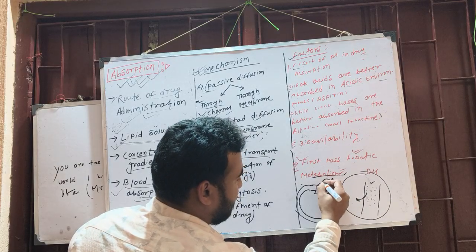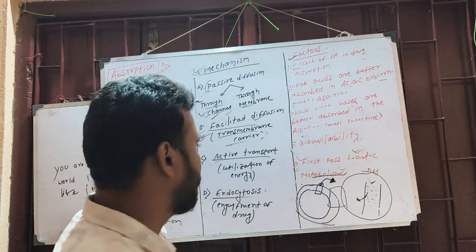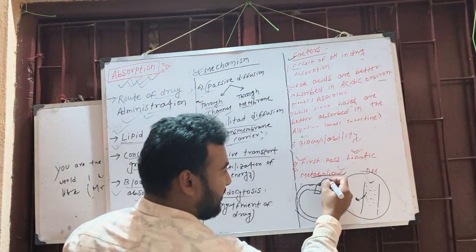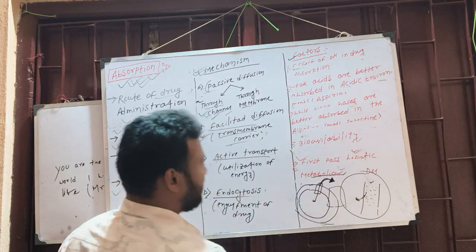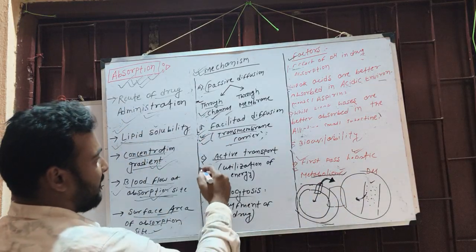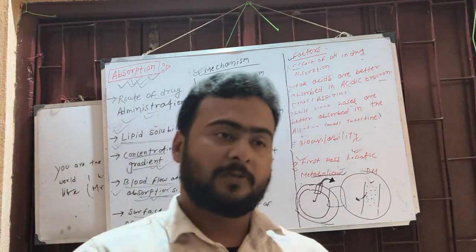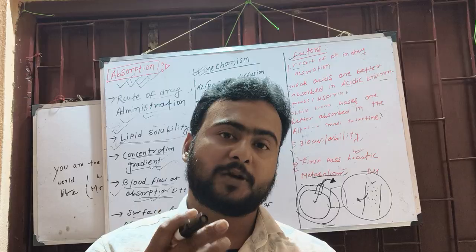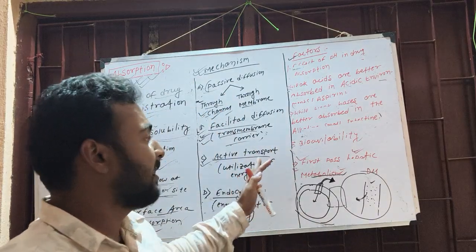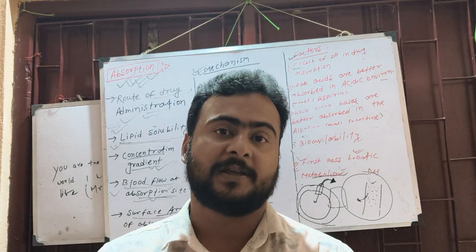Once it is involved with the transmembrane carrier, what will happen? This transmembrane carrier will help the drug to get inside the cell. This is called facilitated diffusion. Another part is active transport. Active transport is nothing but the movement of the drug, but here there will be utilization of energy, means utilization of ATP.